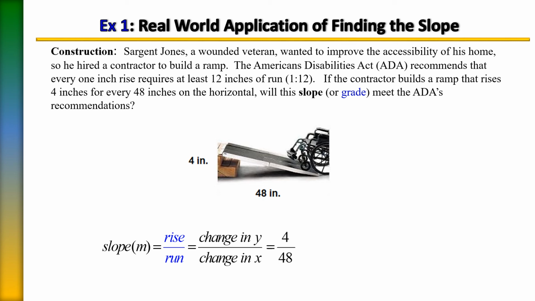4/48. And recall, with all fractions, you must always write your answer in its most simplified form. There's a common factor of 4 that we can cancel out of the top and bottom, and what that will leave us with is 1/12. So therefore, the slope here is 1/12, a ratio of 1 to 12, and we can see that it does meet the ADA's recommendation of having a ratio of 1 to 12. And there you have it.